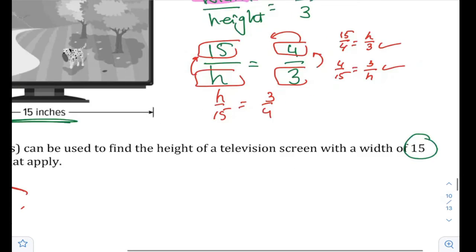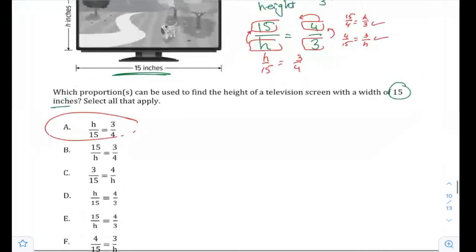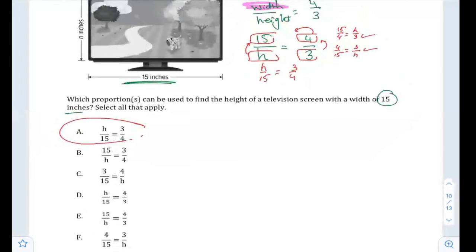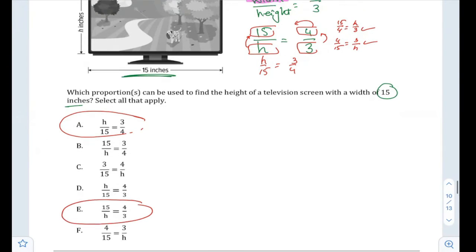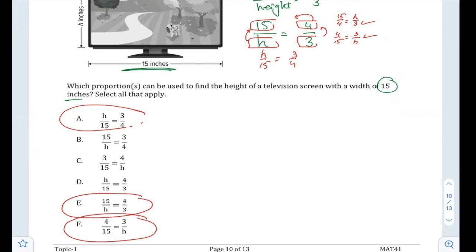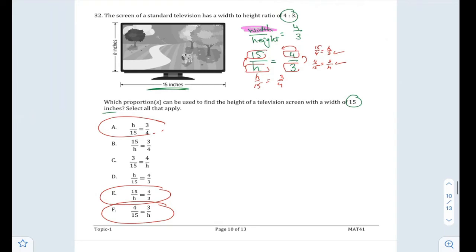So if you look carefully here at the options, you will see that 15 over H equals 4 over 3 is right over there. And F is also here. Yes. We have 3 correct options. Don't expect that you will have 3 correct options in any exam, but we should be careful.